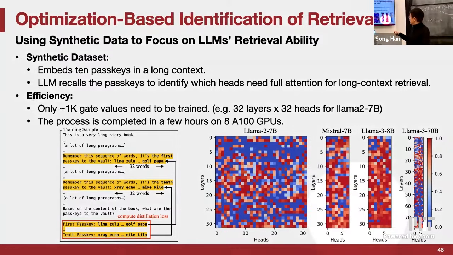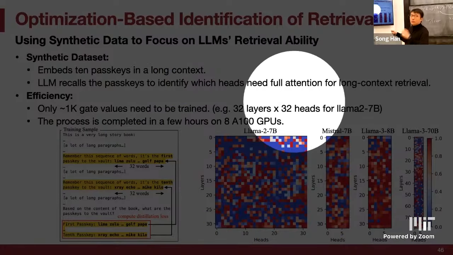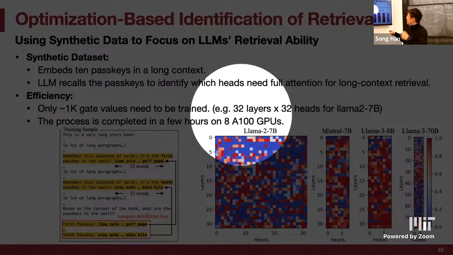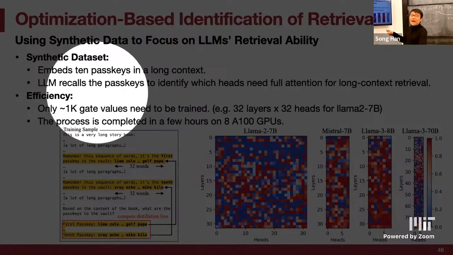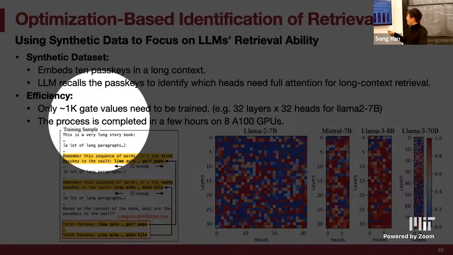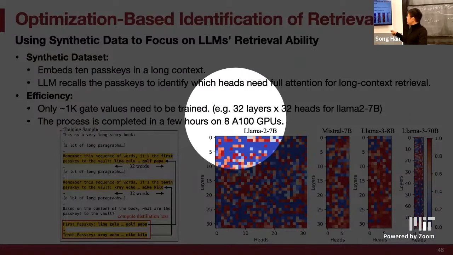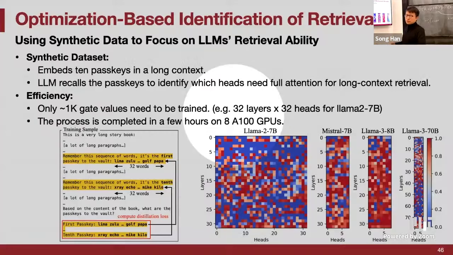So how many parameters do we need to train? For example, for Llama 2 7B, we have 32 layers and 32 heads. We need one alpha for each layer, for each head. So altogether, there are only 1K gate values that need to be trained. And that can be completed in just a few hours on one node, 8 A100 GPUs.